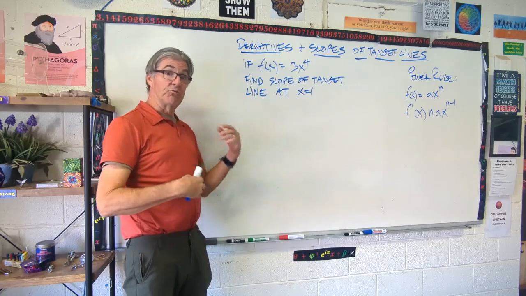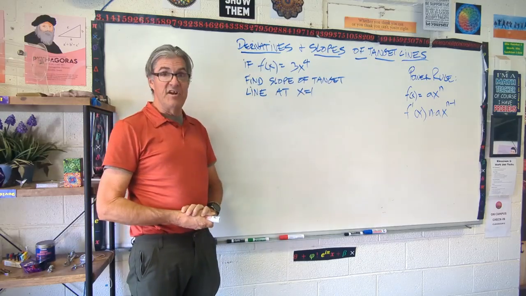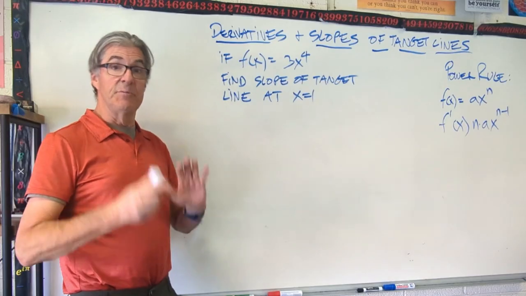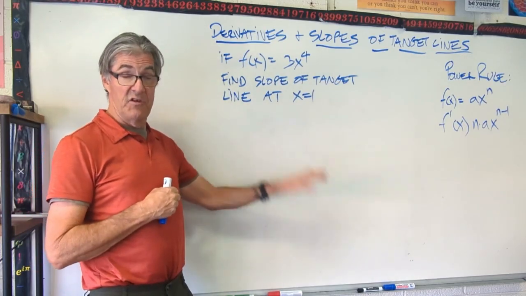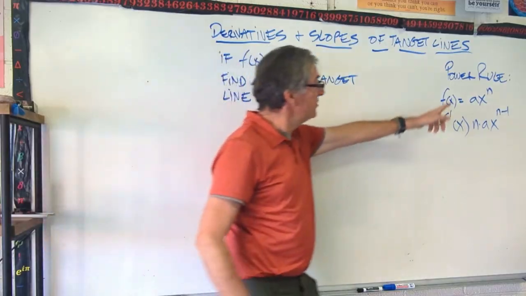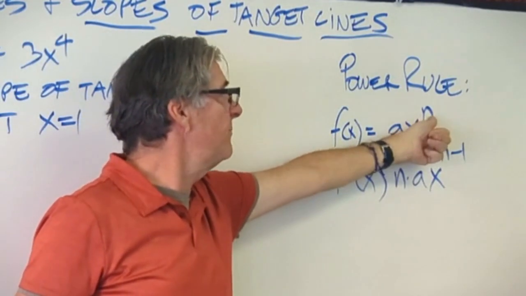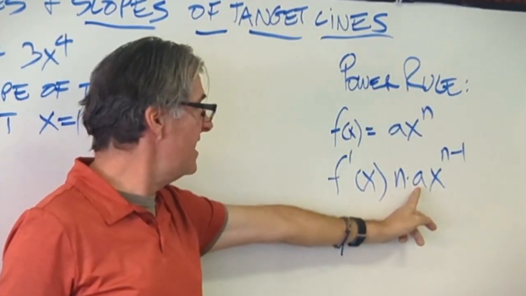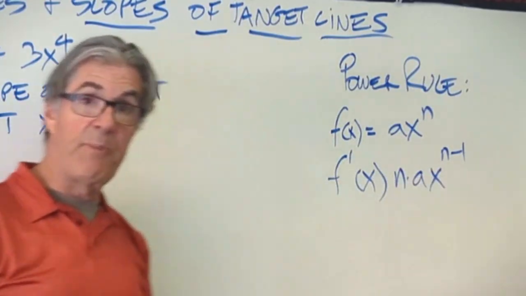Today's lesson covers derivatives and how we use them to find the slopes of various tangent lines. Before we jump into that, I just want to review the power rule, which we're going to be using for this lesson. If f of x is some coefficient times x to some power n, to get the derivative, you take the n, multiply it by the coefficient, and then reduce the power by 1. So that's our power rule.